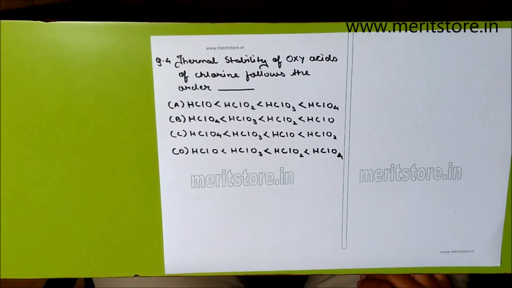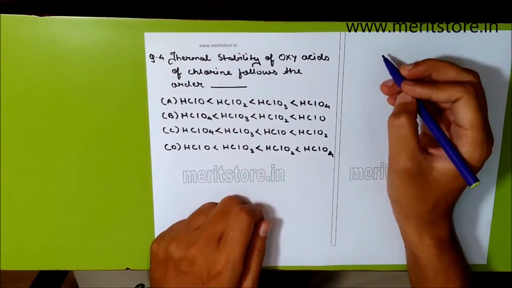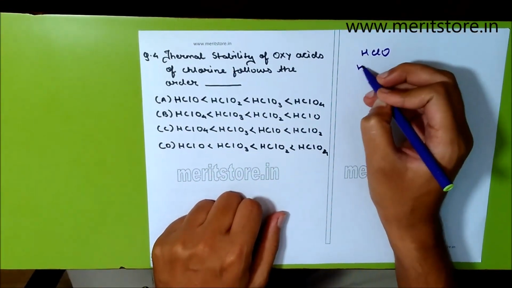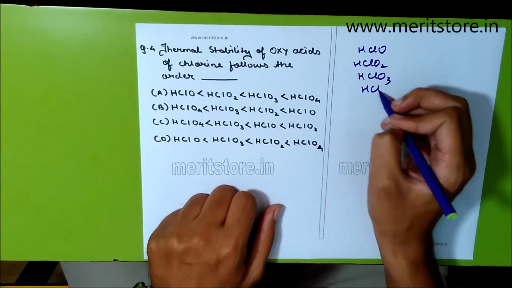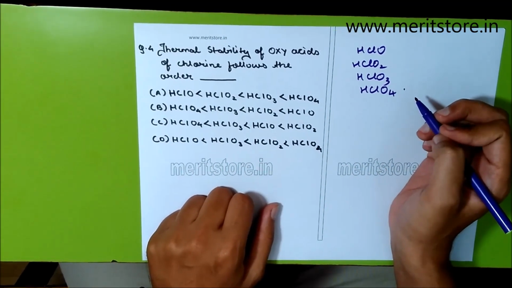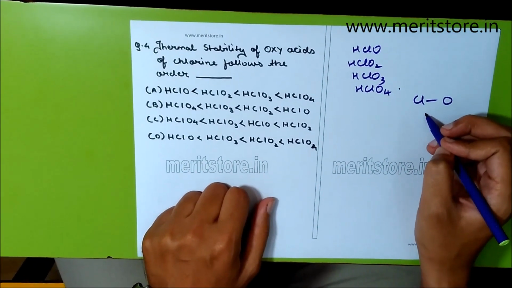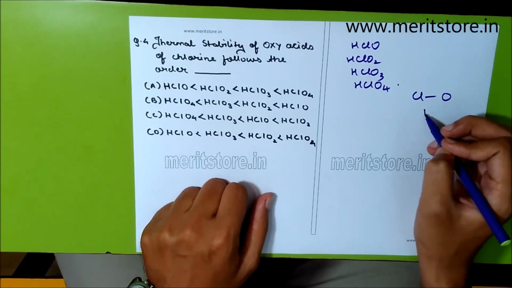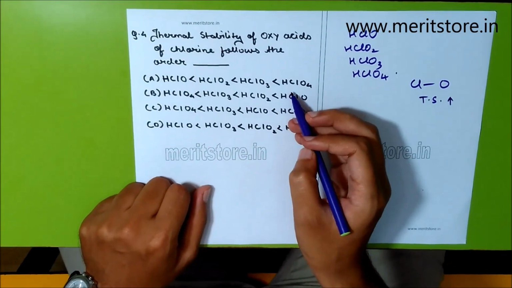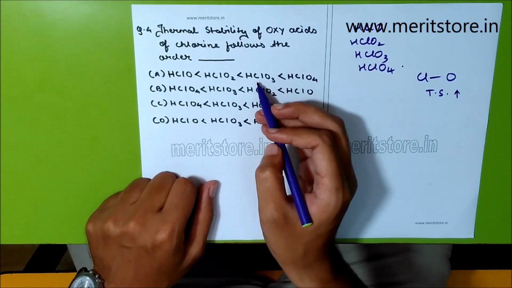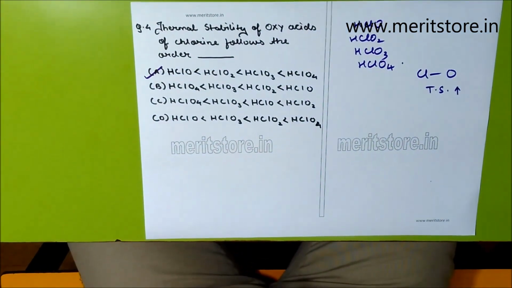Question number 4. The thermal stability of oxyacids of chlorine follows as. So oxyacids of chlorine are HClO, HClO2, HClO3 and HClO4. As the number of oxygen atoms increases, the Cl-O bond strength increases, acidity increases, and thermal stability also increases. So HClO4 has the maximum thermal stability, then HClO3, HClO2 and the least is HClO. So option A is the correct option.